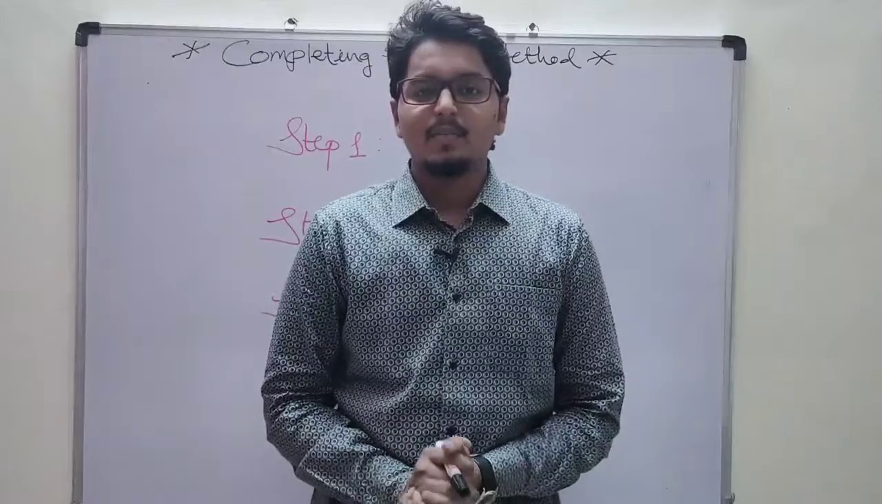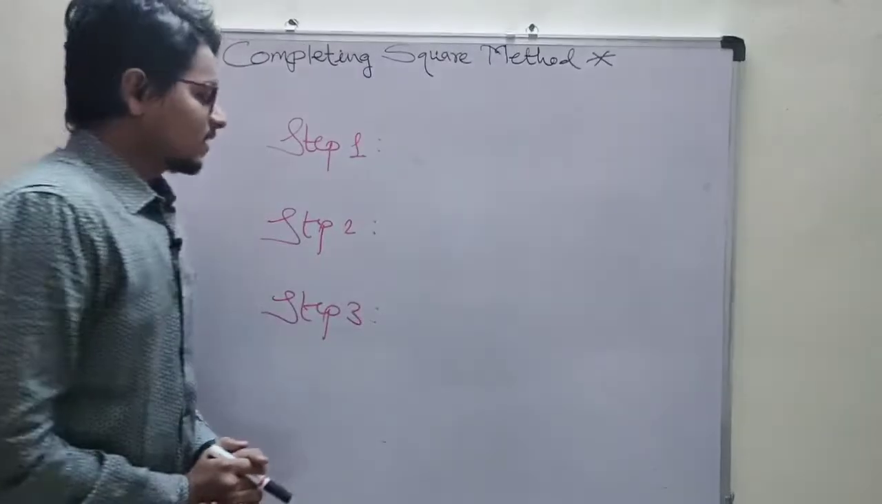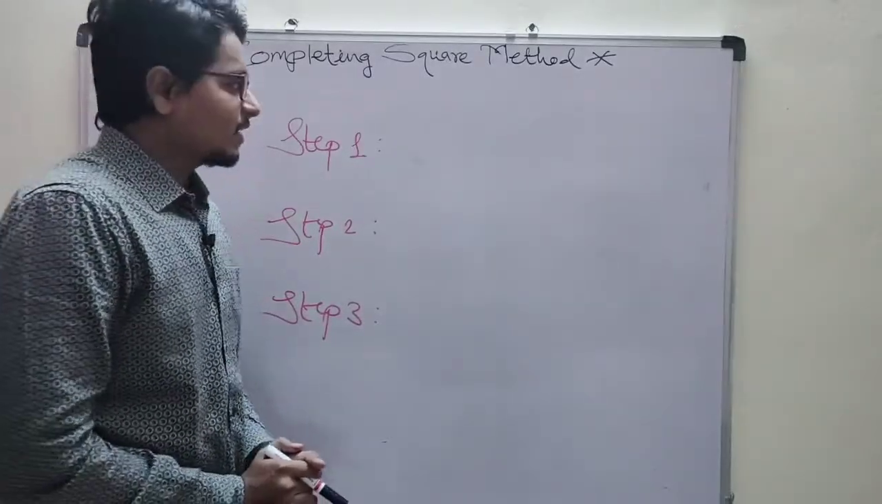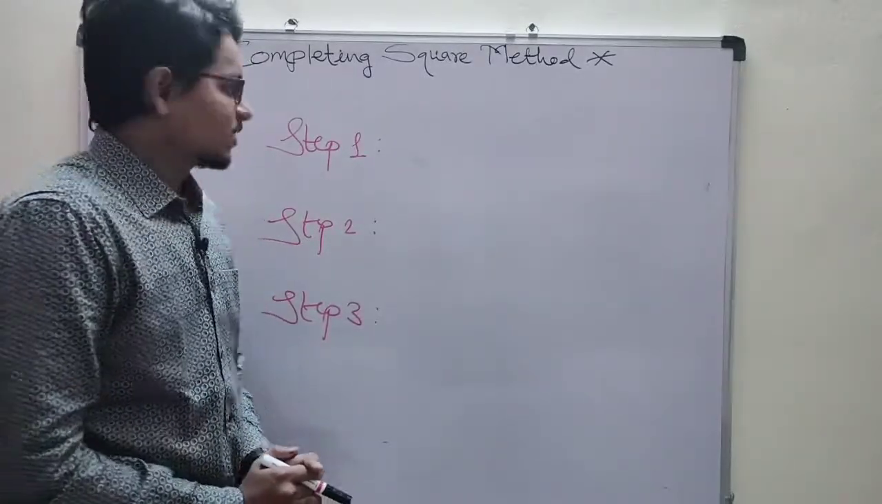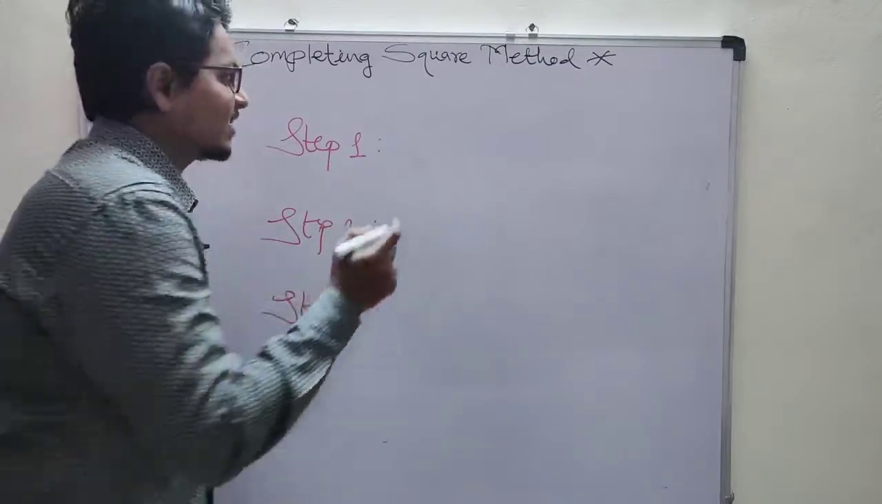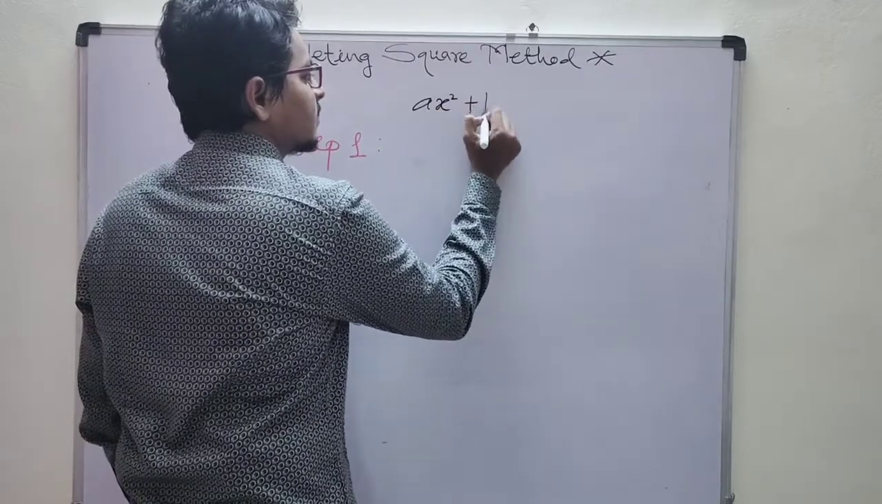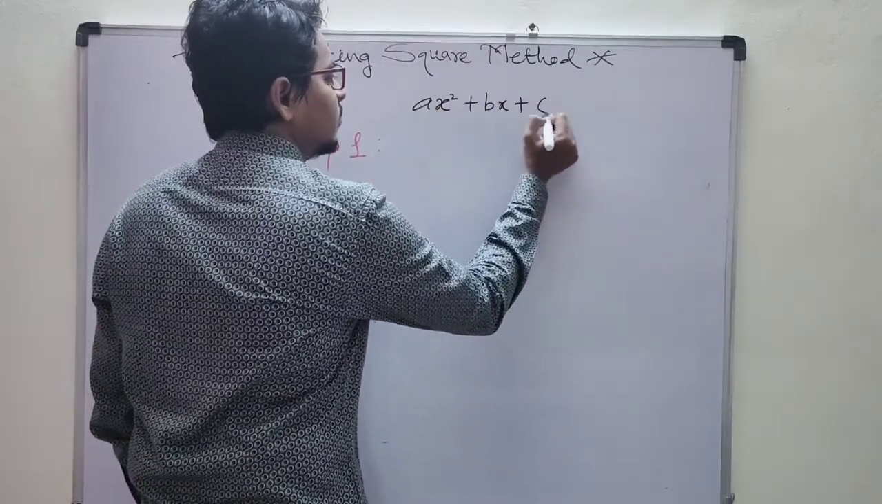In this video, we are going to study the completing square method. First, we will see its steps and then we will solve its examples. So, first of all, we will start with our quadratic equation, that is ax square plus bx plus c is equal to 0.